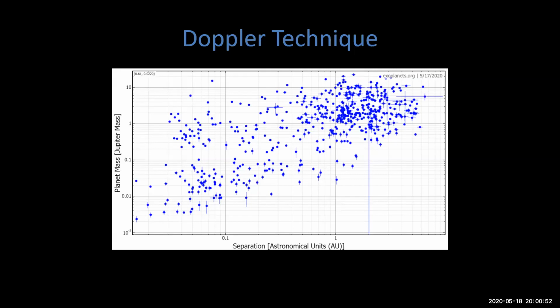Altogether, something like 500 or so extrasolar planets have been detected purely by using this technique. Each dot on this graph represents a planet discovered using this technique. On the y-axis, we have the mass of the planet. On the x-axis, we have the distance that planet is from its star.